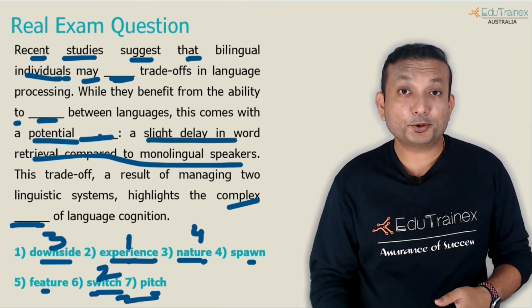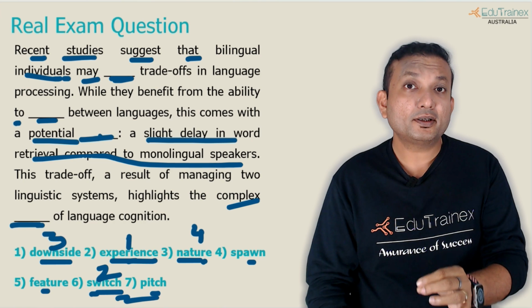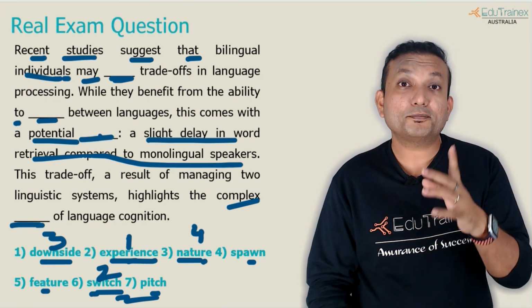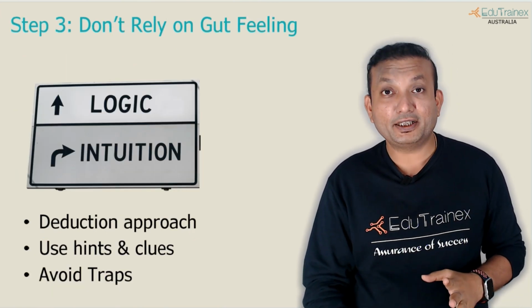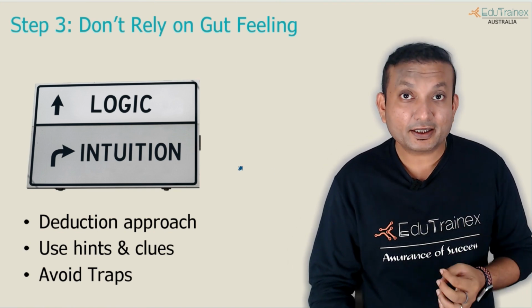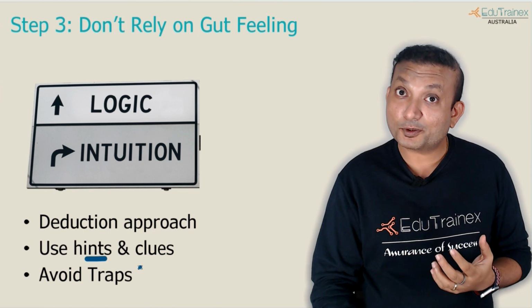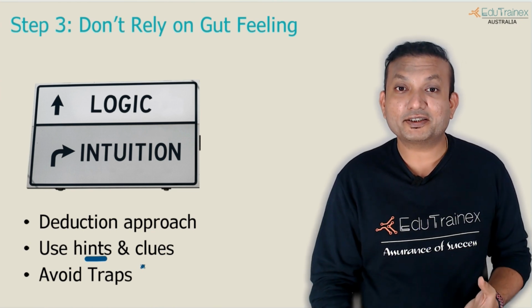Okay, the next stage you should be using after you have applied the collocation, after you have applied the grammar. If you're still unable to solve, firstly, don't rely on the gut feeling. This is the third stage that you need to be careful about. See, context gives you a lot of hints. Clues give you a lot of hints. There are hints provided in the paragraph or the text passage that is given to you.